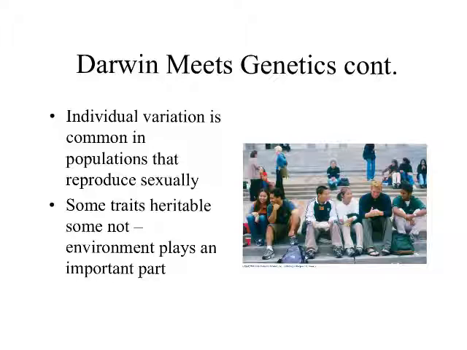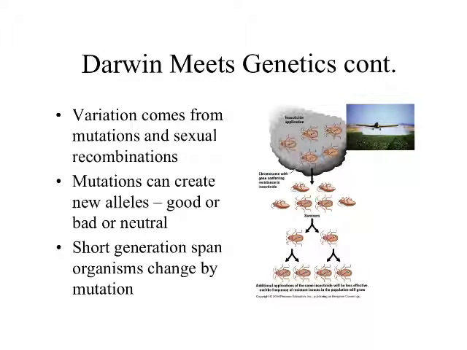So your environment can also play a part in the way that you look and the way that your body works. Now, these variations within the species are going to come either from mutations in the DNA, like we talked about before, the base substitutions or base deletions, frame shift mutations and stuff. And they can also come from sexual recombinations, whether it's meiosis, crossing over, or just the fact that some of the chromosomes from dad and others from mom end up in one egg cell versus a different combination in another egg cell.